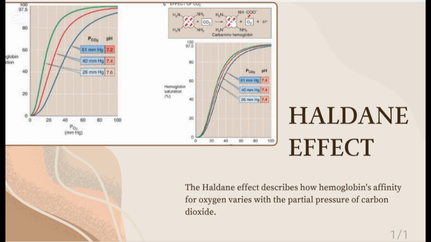Haldane effects. The Haldane effect describes how hemoglobin's affinity for oxygen varies with the partial pressures of carbon dioxide from the tissues to the lung. Enzymes facilitating the transport of oxygen from the lung to the tissues and carbon dioxide from the tissues to the lung.